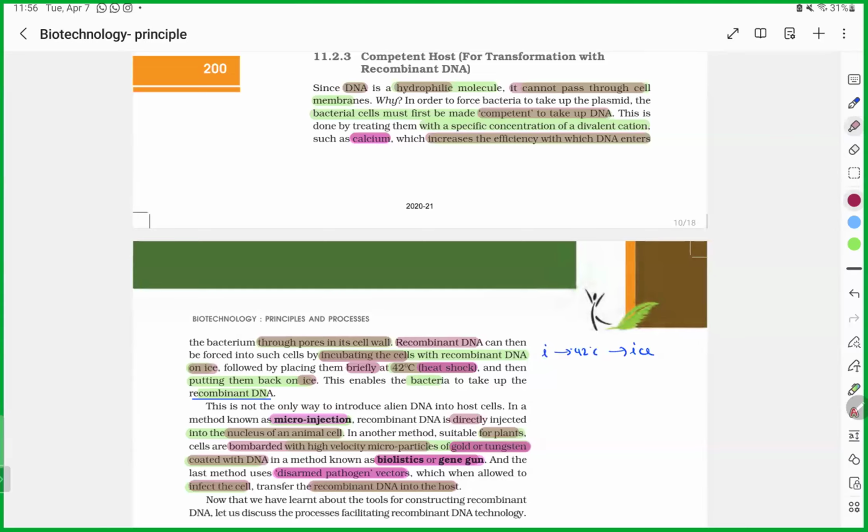Yes. Rehan, what is heat shock method? Sir, can you repeat again? Heat shock method. First, recombinant DNA is incubated with the cell. So first on ice, then 42 degrees Celsius temperature, then ice. So bacteria will take recombinant DNA. Heat shock method.